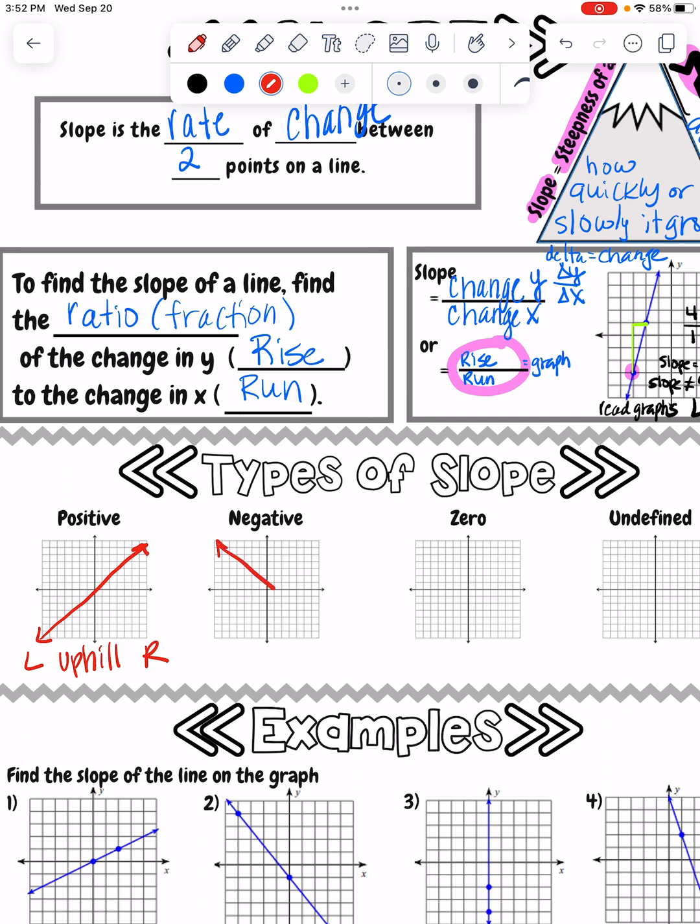Our next line would be a negative. Same thing, if we read it from left to right, this looks like it is going downhill. So positive slope, negative slope.